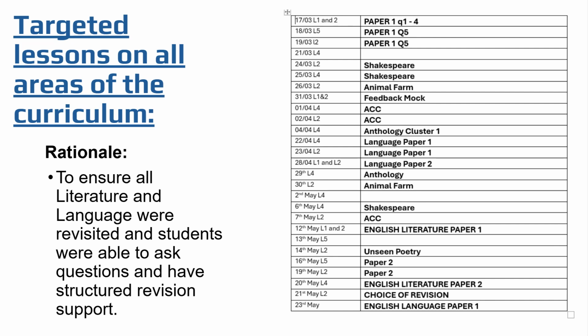Okay, so you can see on the area that we put every lesson down, every date, and then divided up the literature so that it was an interleaved approach, so that students were going from text to text and making sure that they were able to revisit everything that we had covered across the 2 years in Year 10 and Year 11 for literature. During these lessons, students were able to ask questions and have that structured revision support, so we found that really useful.